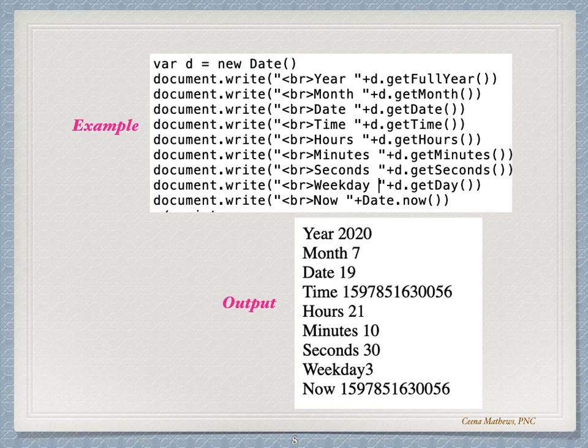And the time here: getTime returns the number of milliseconds since 1970 January 1. And the hours, you can see, it is 21 hours, and minutes as 10, seconds 30. The weekday, 19th August, is a Wednesday, that is represented using 3. And now also displays the same output as getTime. You can see both have the same results, that is the number of milliseconds since the zero time.